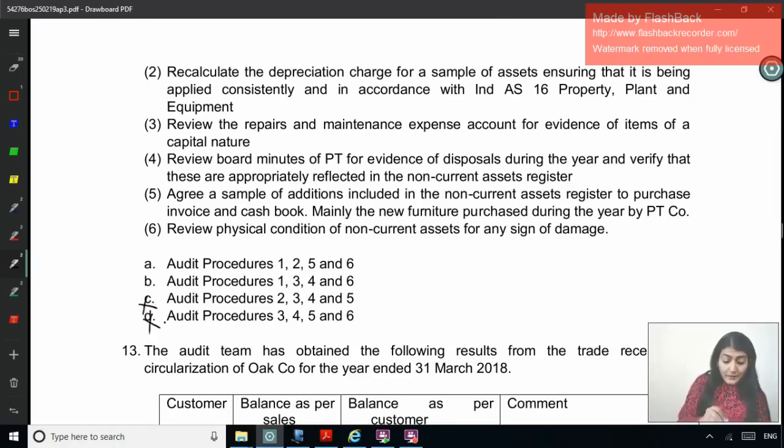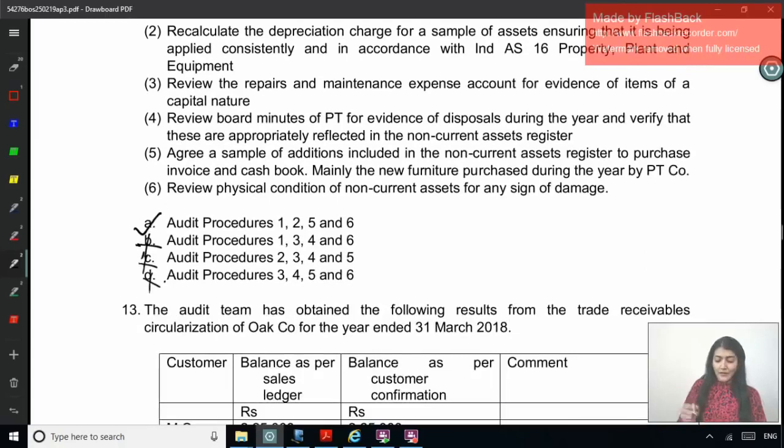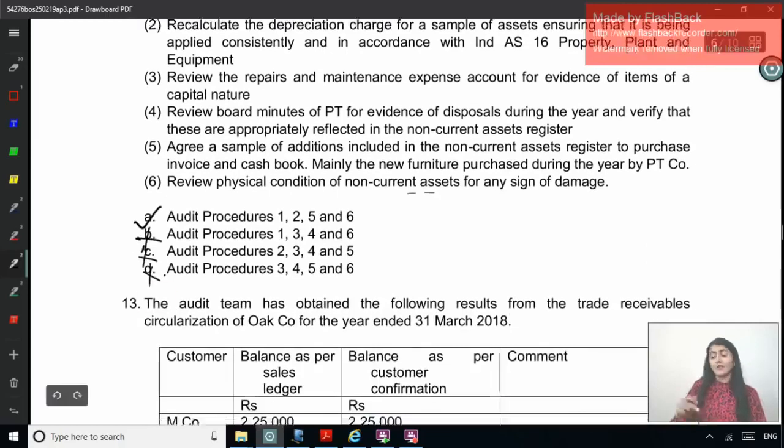Right, what is B? Recalculate the depreciation charge. So obviously only if the depreciation is properly charged, then the valuation would be proper. Right, and if I look at 3, review the repairs and maintenance expense account. I think repairs and maintenance expense account can't give you evidence regarding the valuation as such, mainly. Given an option out of depreciation and repairs and maintenance, I would more like to check the depreciation than the repairs and maintenance. So that is why the correct answer over here is going to be A. Right, what is the correct answer? 1, 2, 5 and 6. Sample of addition and also the non-current assets for any sign of damage.